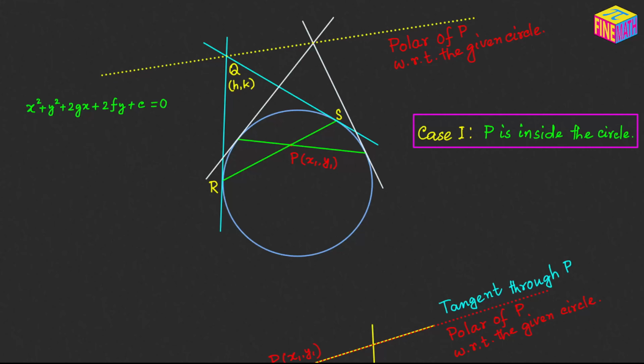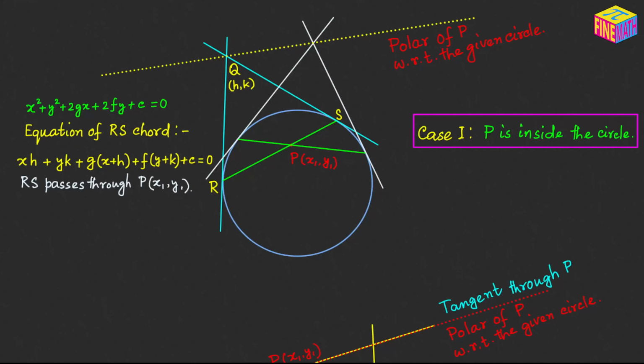So what would be the equation of RS? Well, we already know the equation of the chord of contact is like this. I have already done a separate video on this topic. I have shared the link in the description. Feel free to watch that video. Now if you think about it, this chord of contact also passes through the point P whose coordinates are (x sub 1, y sub 1). So if we satisfy this equation with the coordinates of point P, then it's going to look like this.